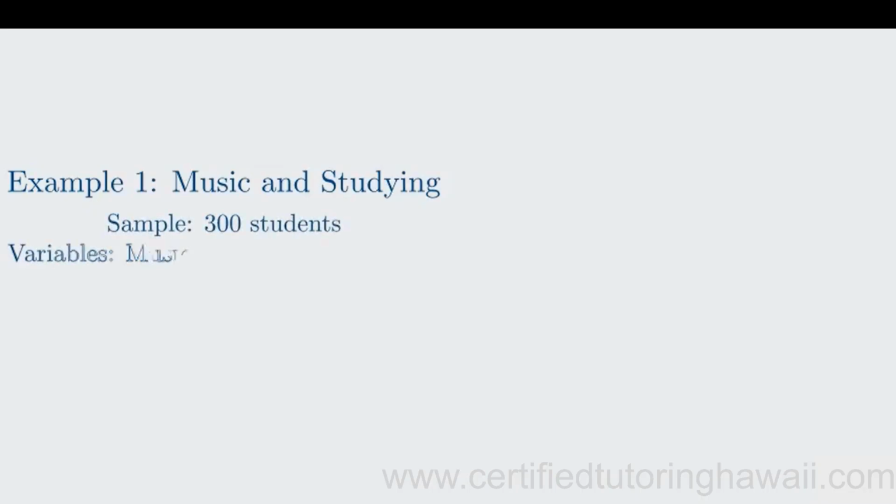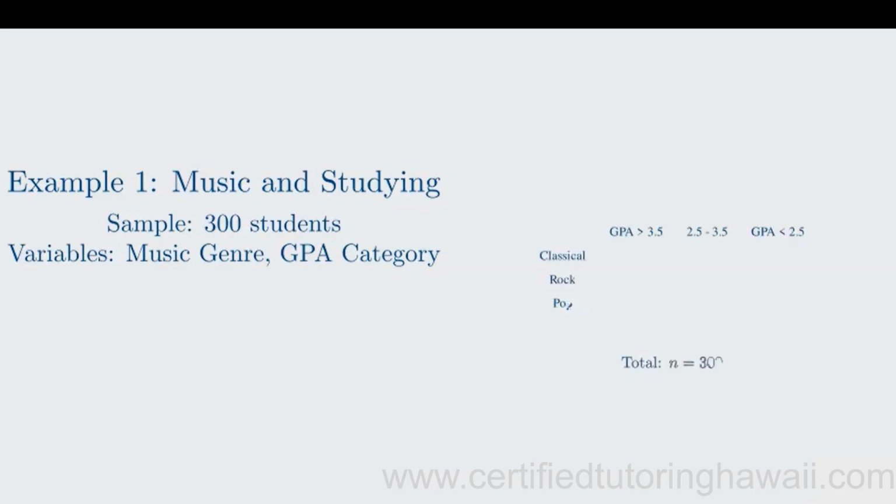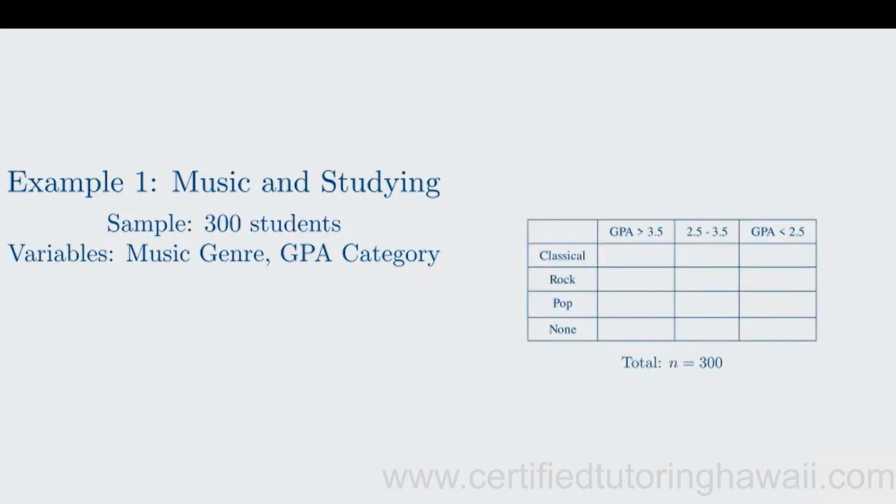A researcher wants to know if there is a relationship between the type of music a student listens to while studying and their GPA category. They take a random sample of 300 students from a large university and record both their preferred music genre and their GPA. The data is organized into rows for music types like classical, rock, pop, or none, and columns for GPA categories. The grand total is 300 students.